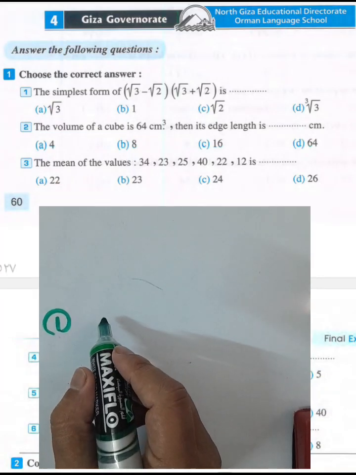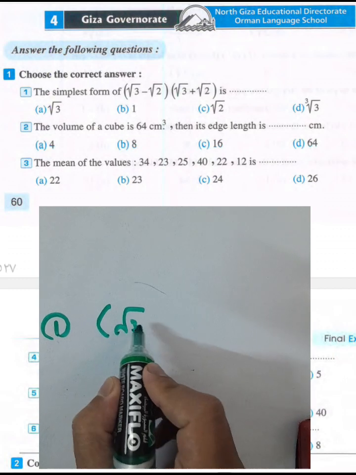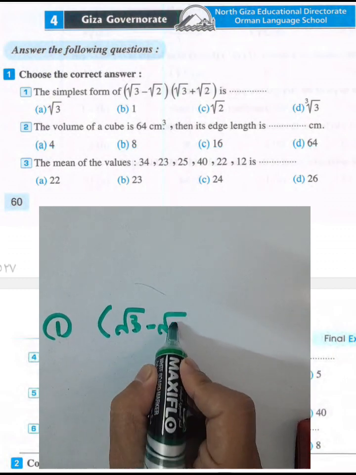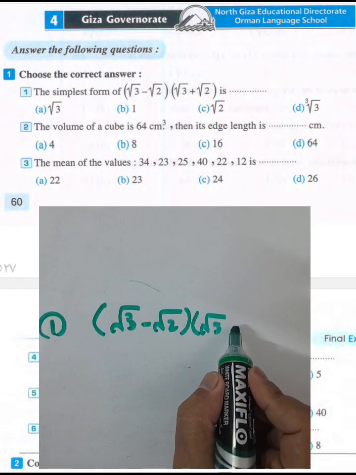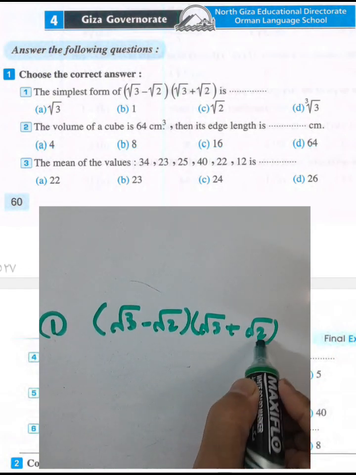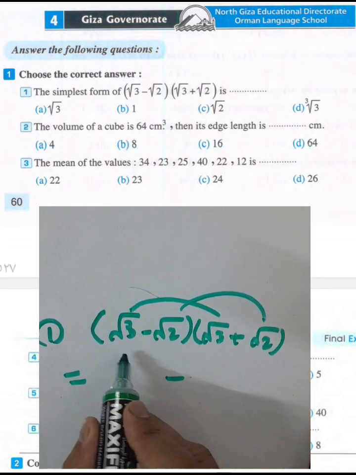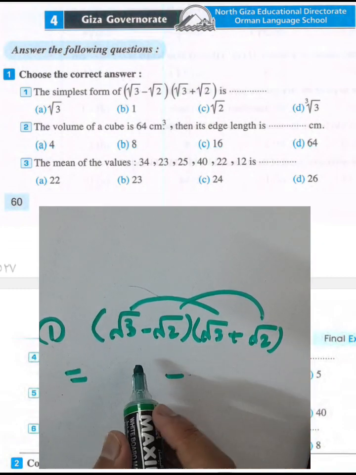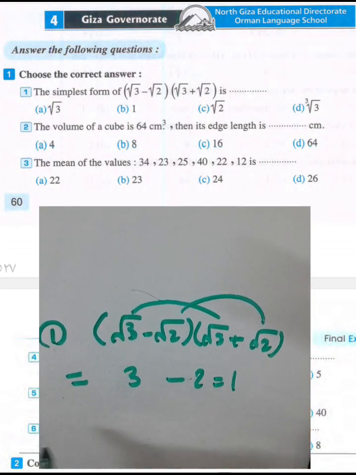Simplify the form. We have square root of 3 subtract square root of 2 times square root of 3 plus 2, and we will find the simplest form. First by first, subtract by second. Root 3 times root 3 means root 3 power 2, it will be 3, and root 2 times root 2, it will be 2. 3 minus 2, it will be 1.